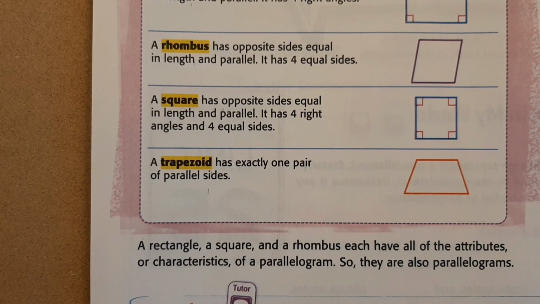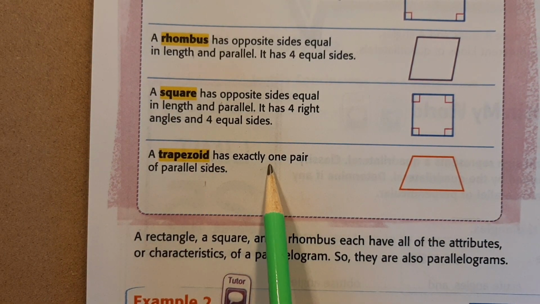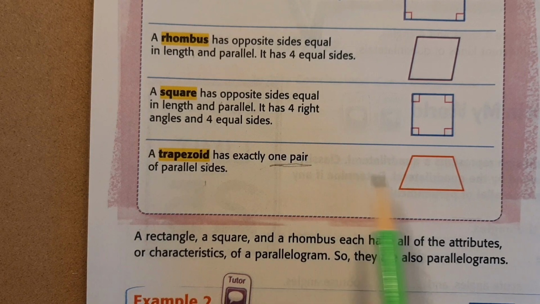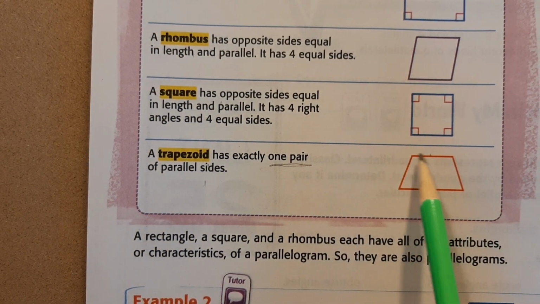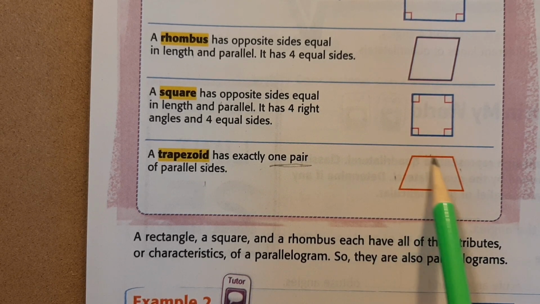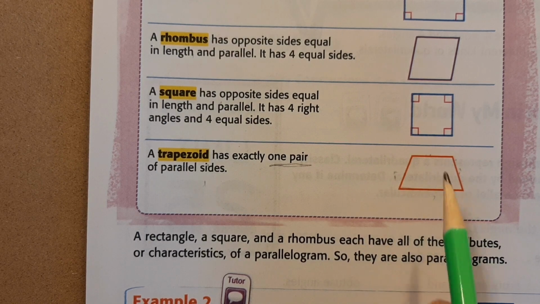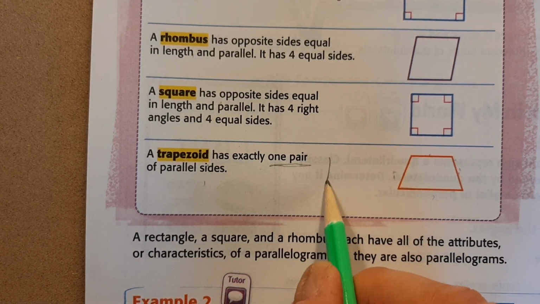But jump down to the trapezoid. A trapezoid is a parallelogram, but it has only 1 pair of parallel sides. So take a look. You have a trapezoid here. 4 sides, 1, 2, 3, 4. It's a quadrilateral, but it only has 2 parallel sides, not the other. None of them are equal. A trapezoid could also look like this.